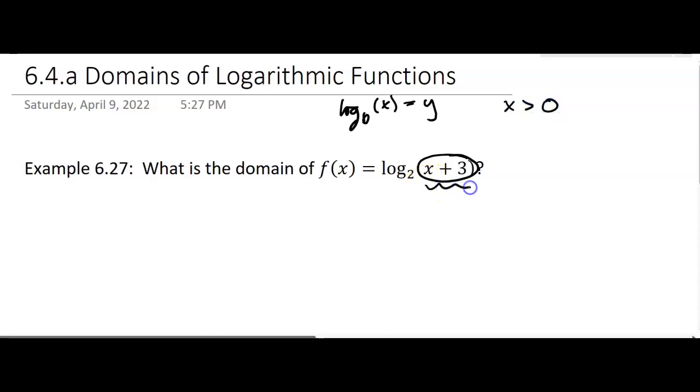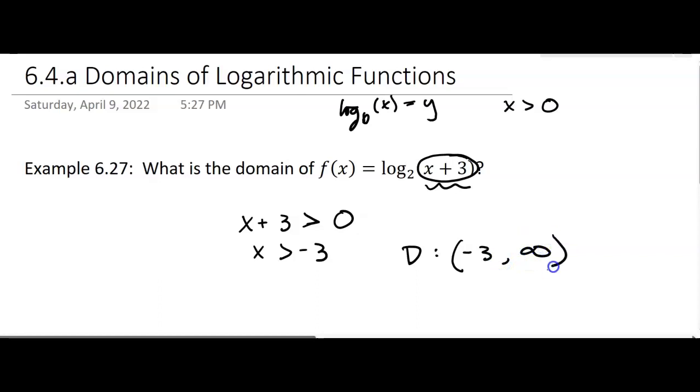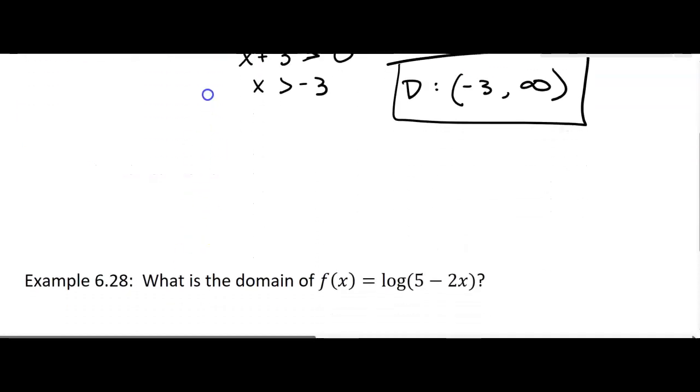So in this case, our argument is x plus 3, and that has to be greater than 0. Not greater than or equal to, but greater than 0. And so if you subtract 3 from both sides, you get x is greater than negative 3. So the domain for this function is negative 3 to infinity, and you're going to have parentheses on the negative 3 and the infinity. Okay.